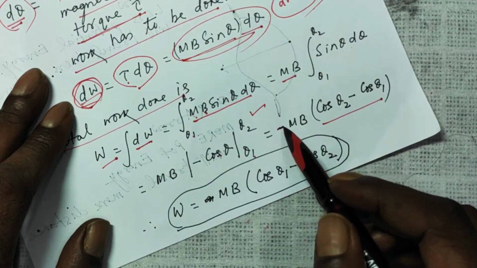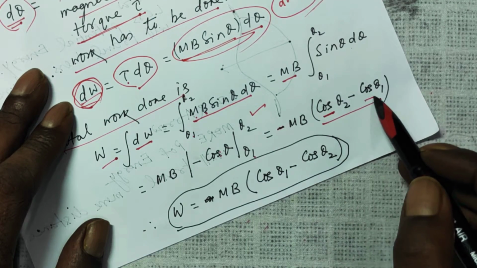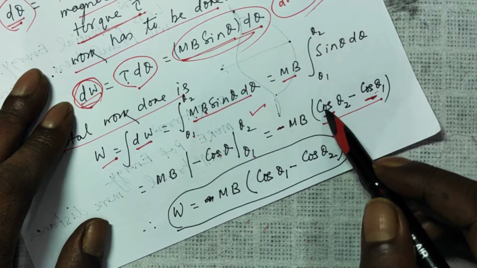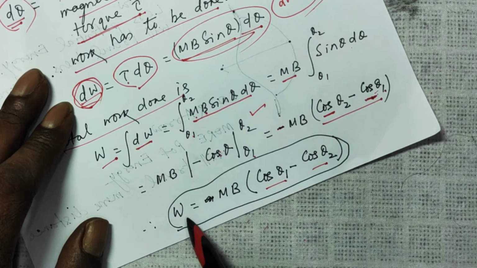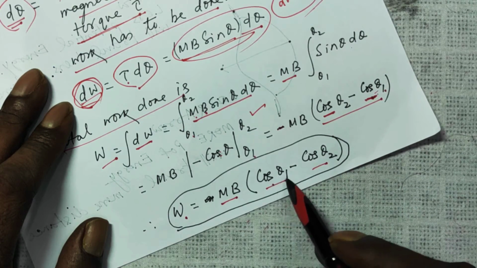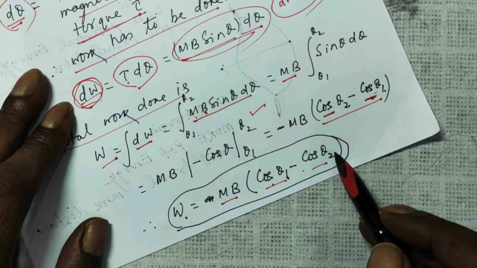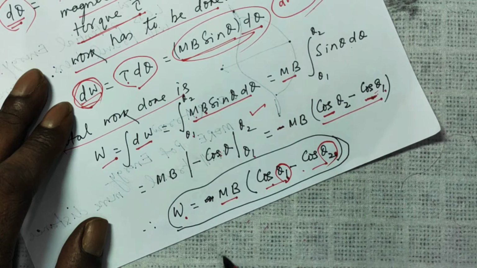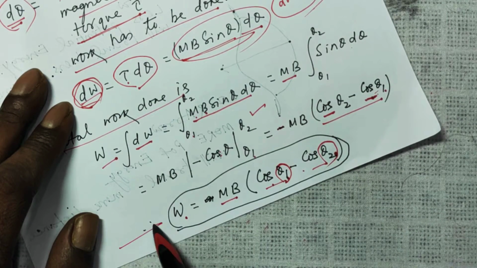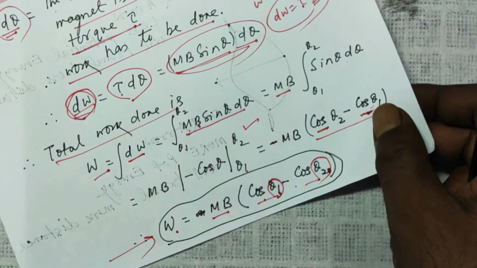Now if you take this minus sign inside, this becomes negative, this becomes positive. So cos theta 1 comes earlier, cos theta 2 comes later. So work done is equal to MB (cos theta 1 minus cos theta 2). You must remember, theta 1 is the initial position, theta 2 is the final position. That is what you have to remember while solving numericals.